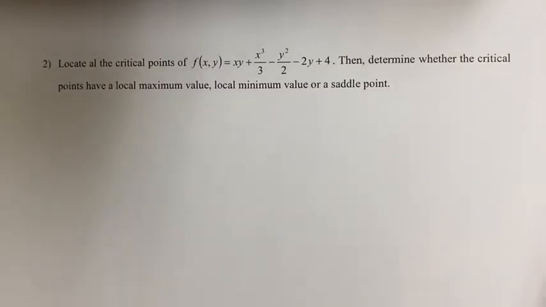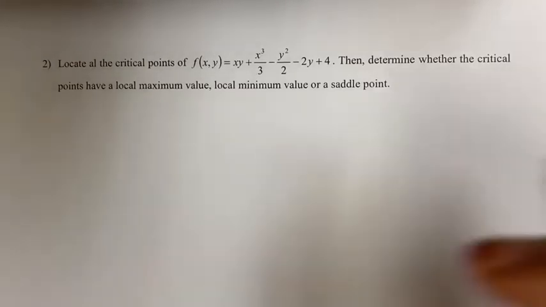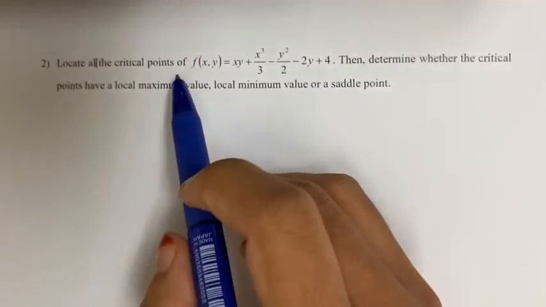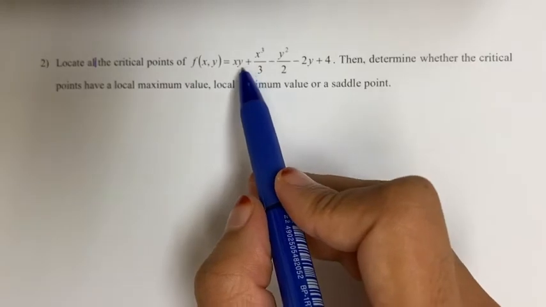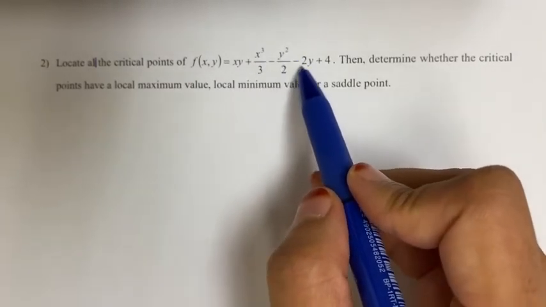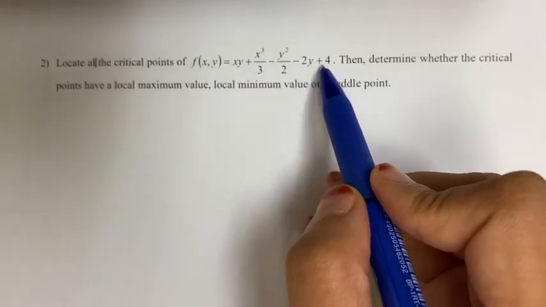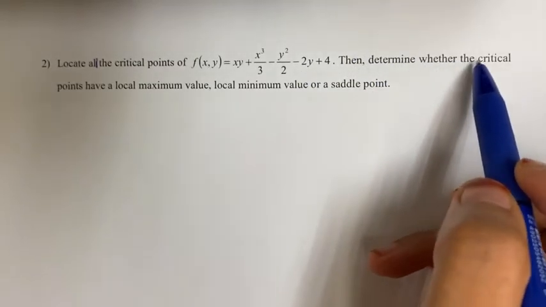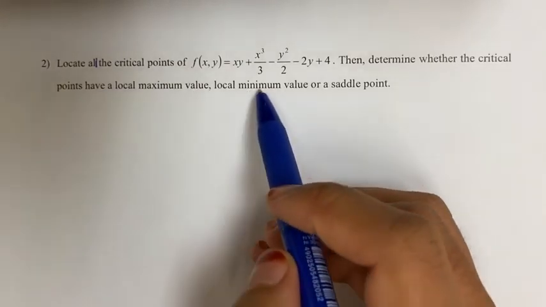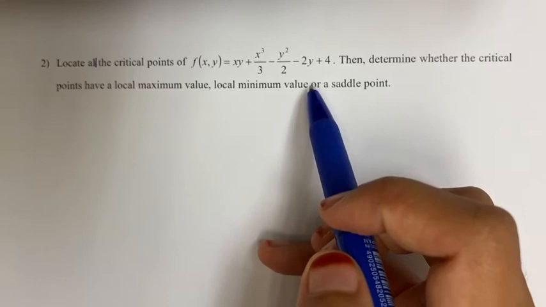As for the second example, we will look at a problem with multiple critical points. Locate all the critical points of f(x, y) equals xy plus x cubed over 3 minus y squared over 2 minus 2y plus 4. Then determine whether the critical points have a local maximum value, local minimum value, or a saddle point.